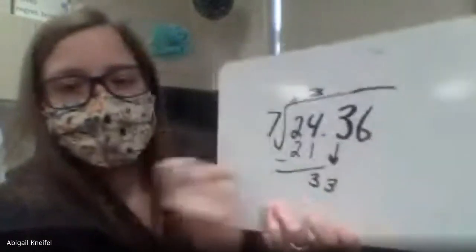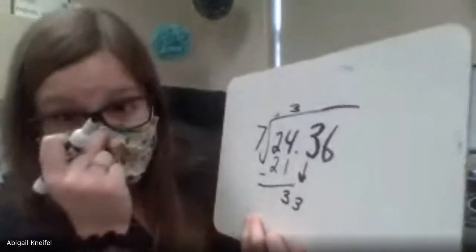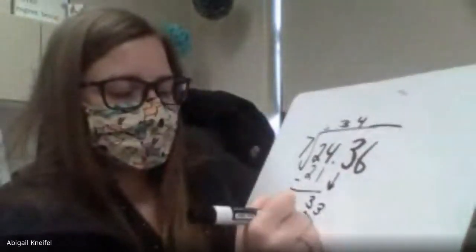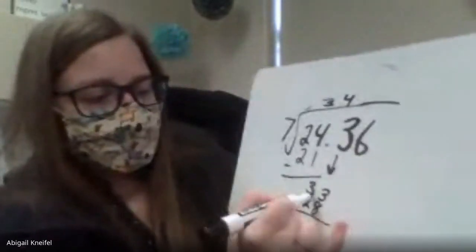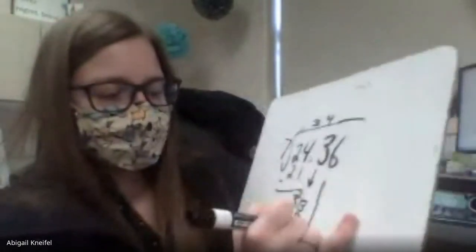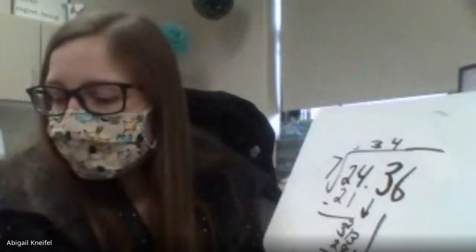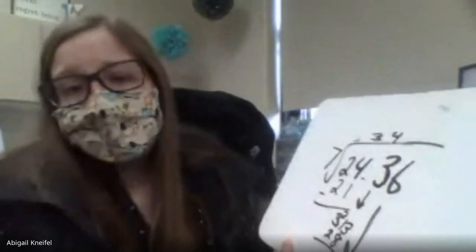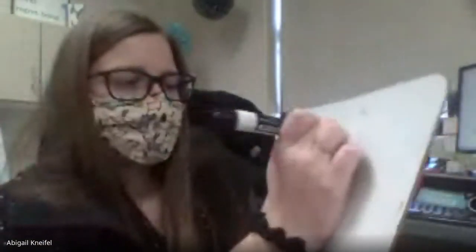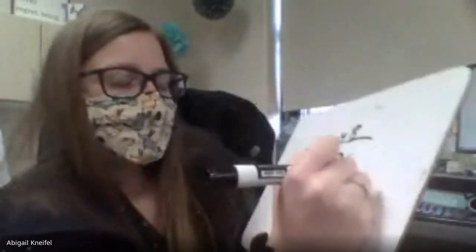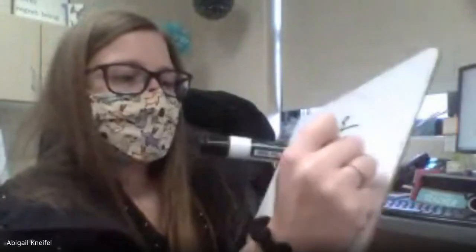How many times can 7 go into 33? Well, it can go in 4 times, which is 28. 4 times 7 is 28. Got to borrow over here, which is 5. 2 minus 2 is 0. Bring down my 6. And last but not least, 56 divided by 7. 7 can go into 56 8 times. 8 times 7 is 56. Remainder 0. Throw my decimal in. My answer is 3.48. I repeat, 3.48.